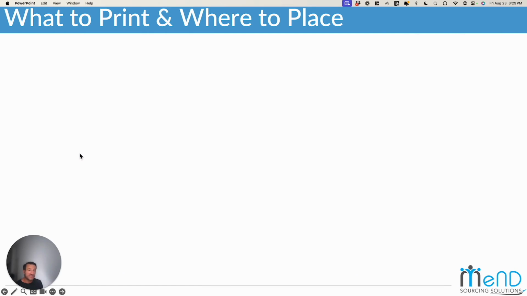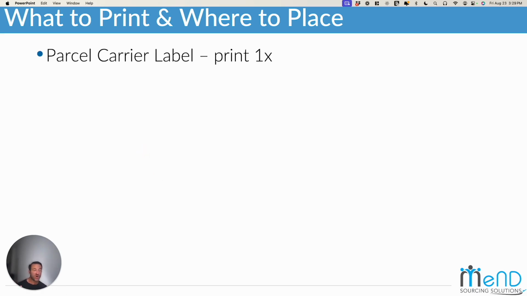Now, what to print and where to place those. Now, there are certain documents and labels that you need to be able to print out. So we're on that printing phase as of right now, or section as of right now. So what do you exactly need to print? Well, what you want to do, and this is very important, is you want to print out one parcel carrier label. And you just want to print out one of those.